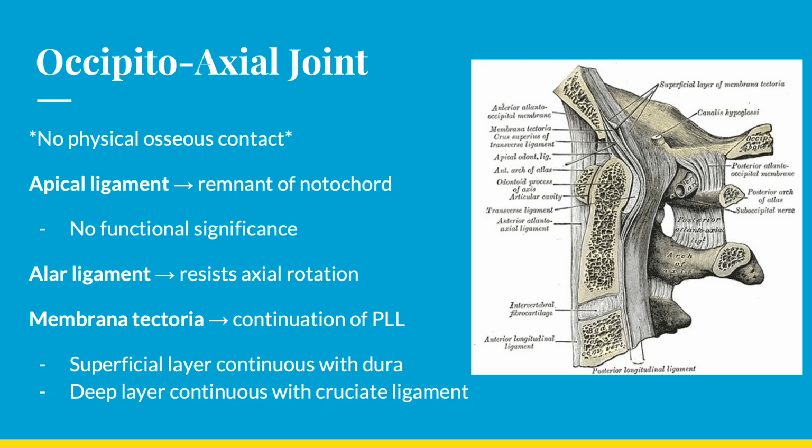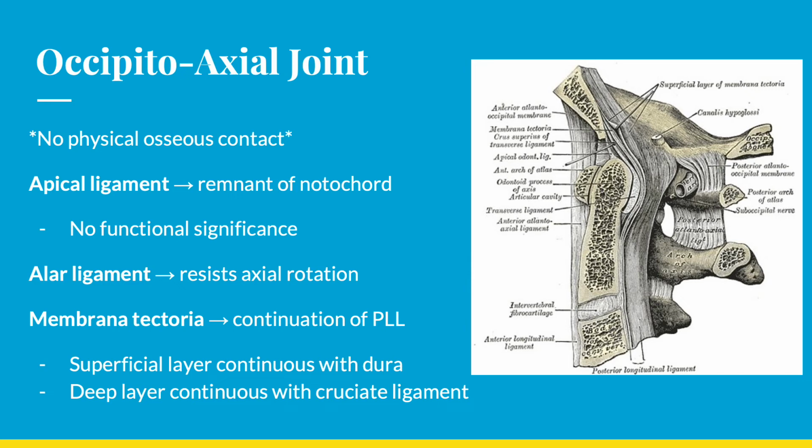Occipito-axial joints, so between axis and occiput. Remember we talked about this, how it seems to not make the most sense, but if you think of the way the den sits up in C1, of course the C2 is going to have some direct articulations with the occiput for more stability. So there's no physical osseous contact. There's no physical bone articulation between C2 and occiput, but there is ligamentous attachments. So these are the heavy hitters. You've got your apical dental ligament, which is a remnant of the notochord, and it has no functional significance. That's the one that sits right at the tippy top of the odontoid process.